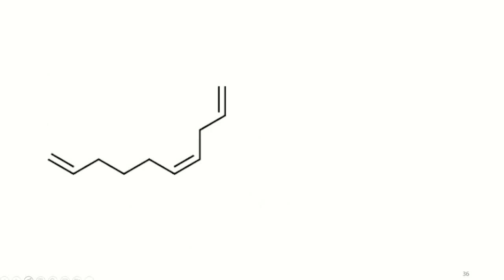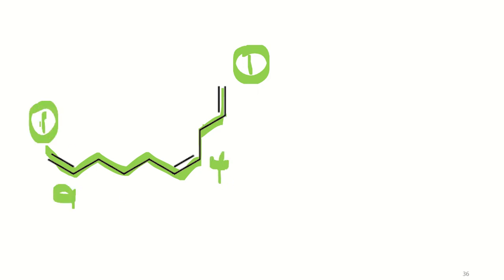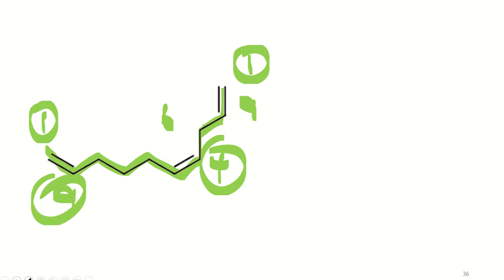Next one, you can see that immediately we've got a triene. Let's get our numbers right. 1, 2, 3, 4, 5, 6, 7, 8, 9, 10. We have 1 on number 1 here, 4 there, and 9. If we go the other way, we have number 1, 2, 3, 4, 5, 6, and 9. So we use the 1, 4, 9. Always going by our lowest numbers.